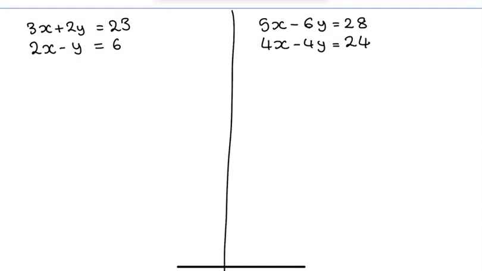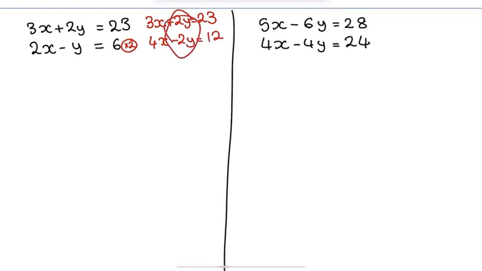Now the first one is one of our simpler ones. If we look at the y's, we can see that 2 is a multiple of 1. So all we need to do here is times our bottom equation by 2. The top one stays the same, making sure we're timesing absolutely everything by that 2 leaves us with this. Now the signs are different, so it means we're going to add these together to cancel out those y's.